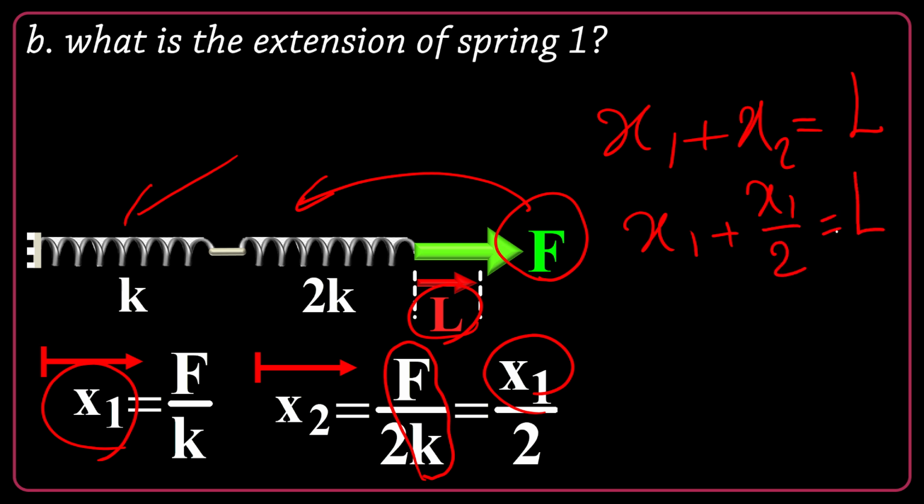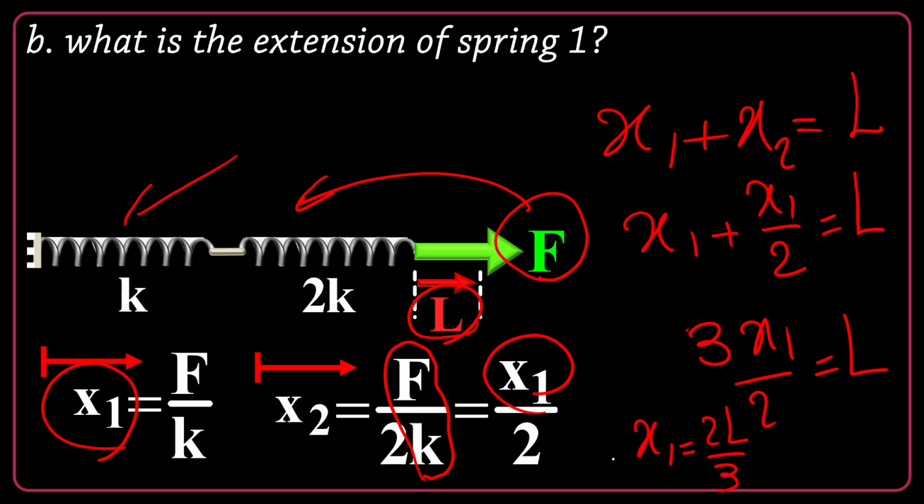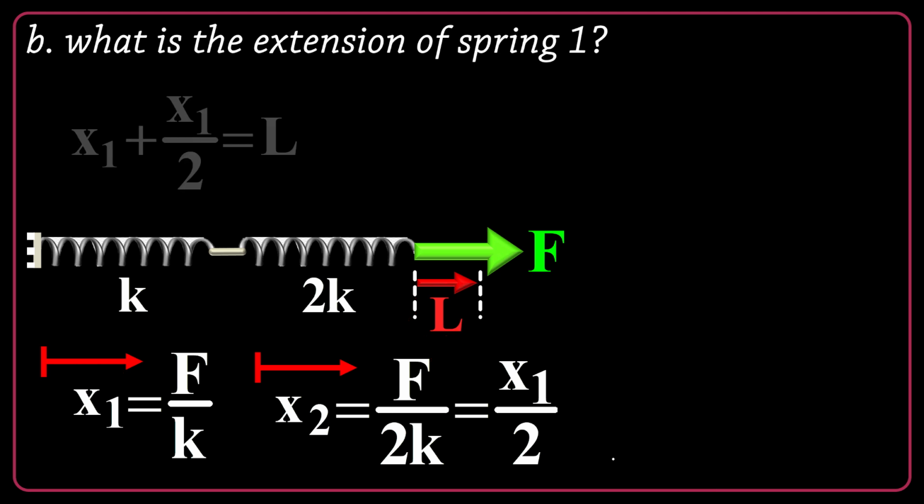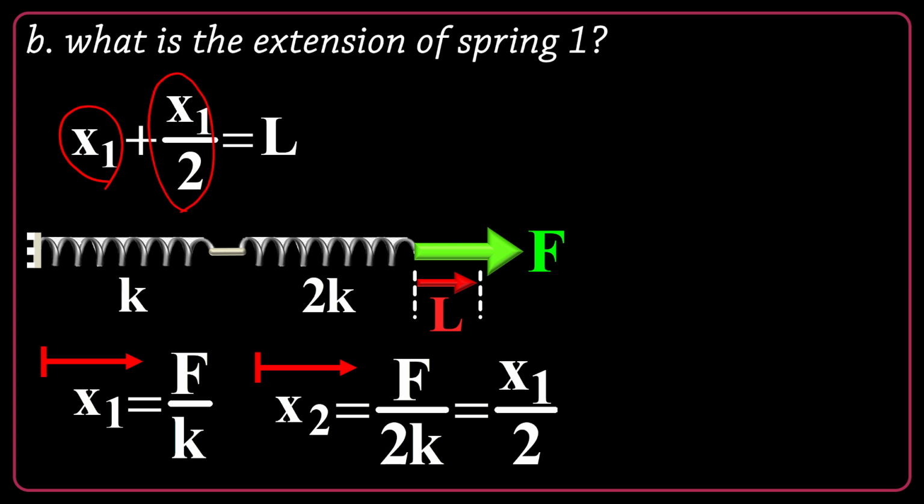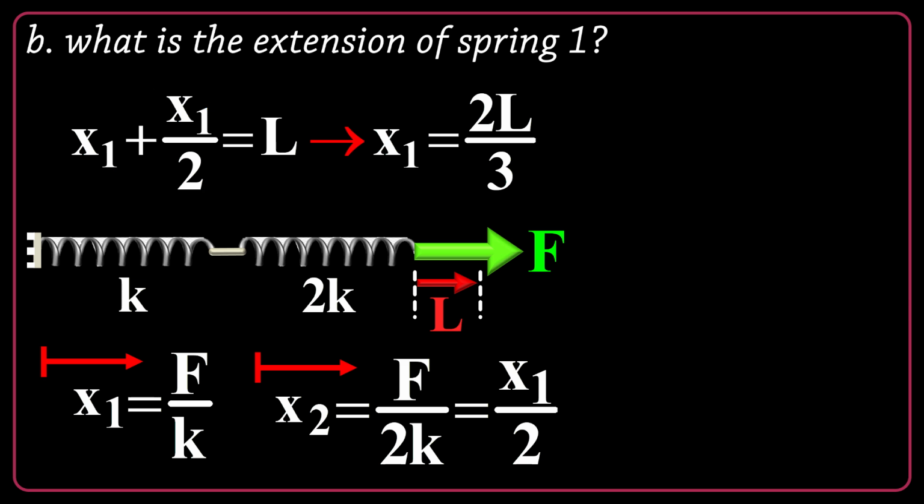L, and then here 3x1 divided by 2 is L. So seems that x1 is 2L divided by 3. This is how we can find the extension of the first spring. Again, x1 plus half of it will be L. So x1 will be 2L divided by 3. And this is the answer of this part.